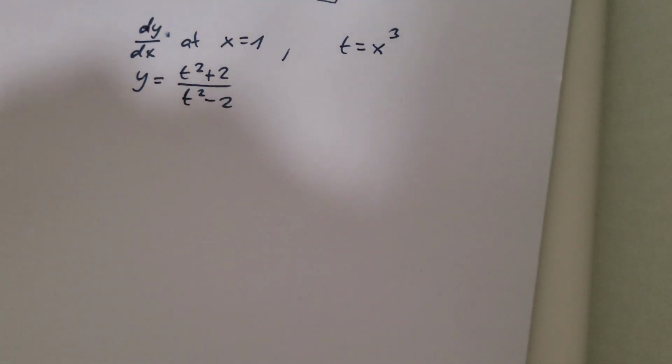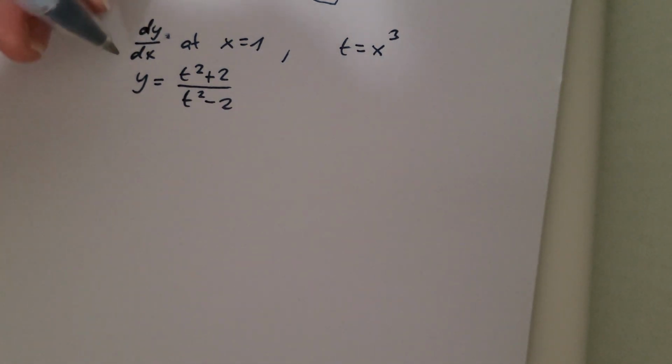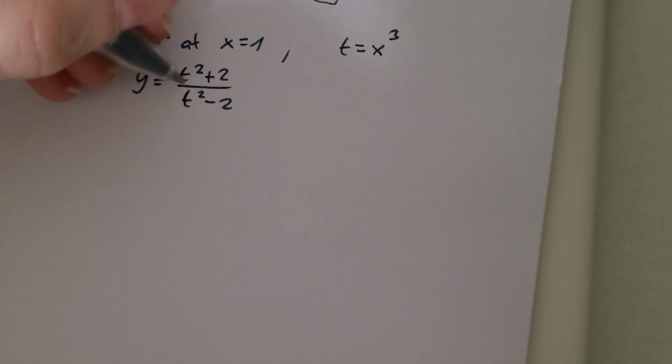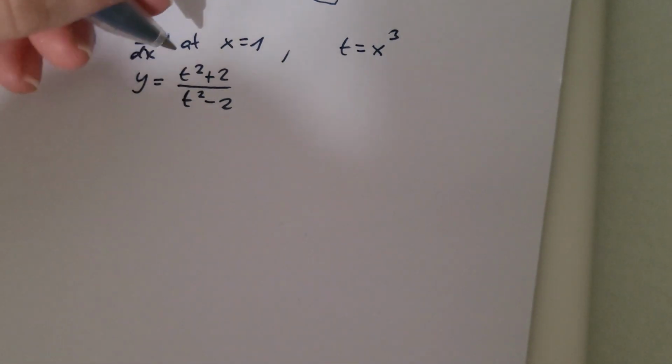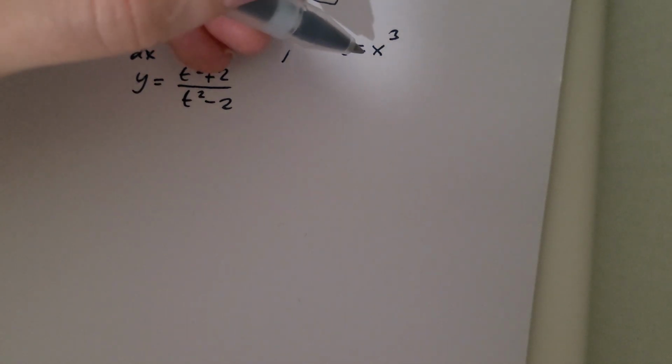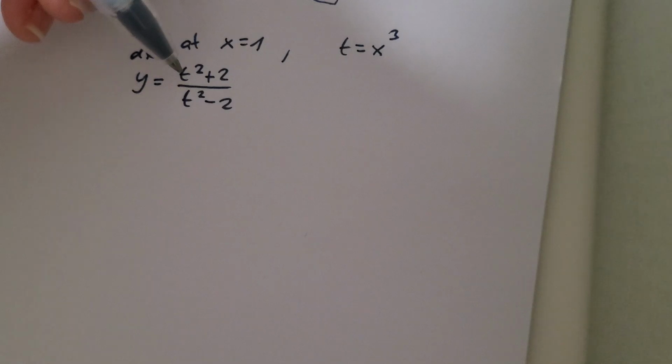So what I'm first going to do, since I look at this derivative operator and I can see I need the variable to be x, that means I want x to be in this equation. So I will rewrite it. We know that t is equal to x cubed, so we can actually replace these t squares.